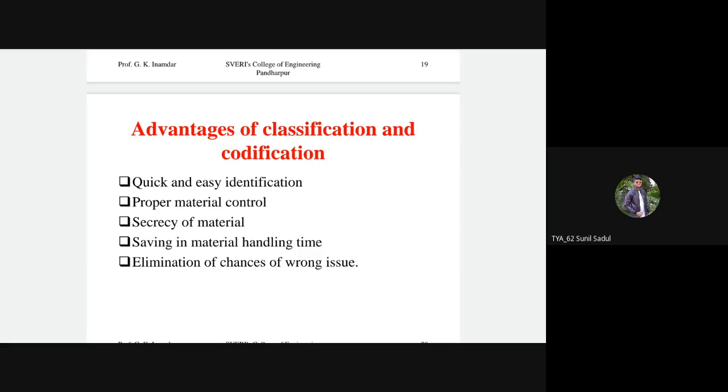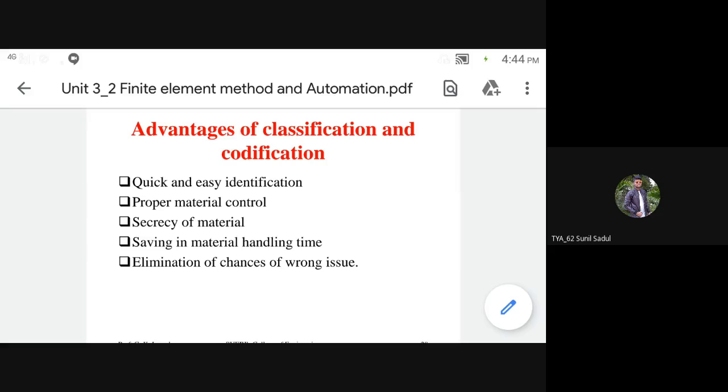Saving in material handling time, definitely. We can't take the wrong material. Why? According to codification, we can identify and take that material. Now, the elimination of the chances of wrong issues. Definitely, elimination of the chances of wrong issues.